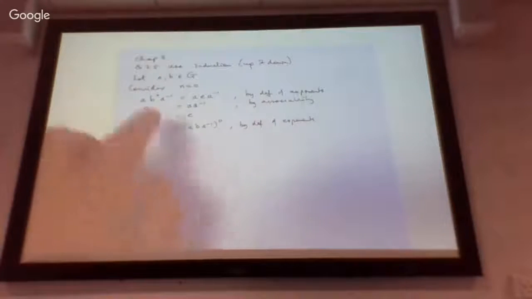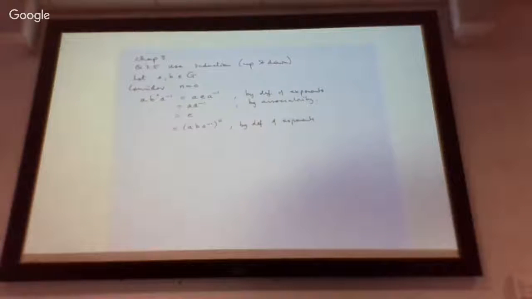So that's the base case. The base case is certainly true. The thing on the left at the top is equal to the expression on the right. So we can now go upwards.